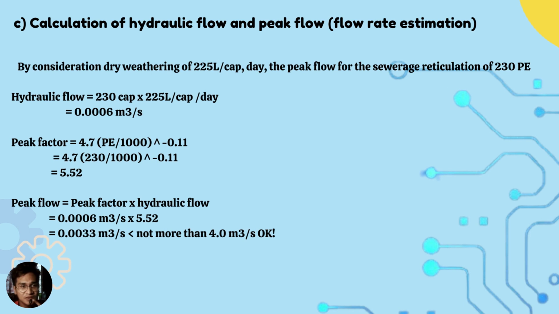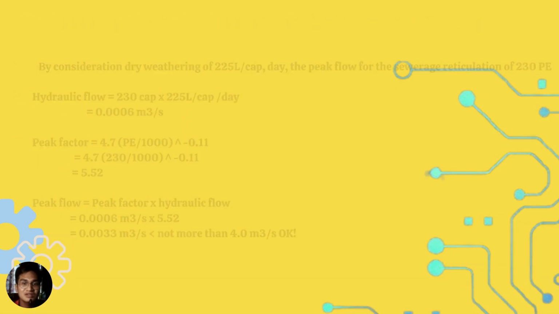Next is the calculation of the hydraulic flow and the peak flow. From the calculation, we got the hydraulic flow is 0.0006 meter cube per second, and the peak factor is 5.52. Peak flow is 0.0033 meter cube per second, which is not more than 4 meter cube per second, which is okay.